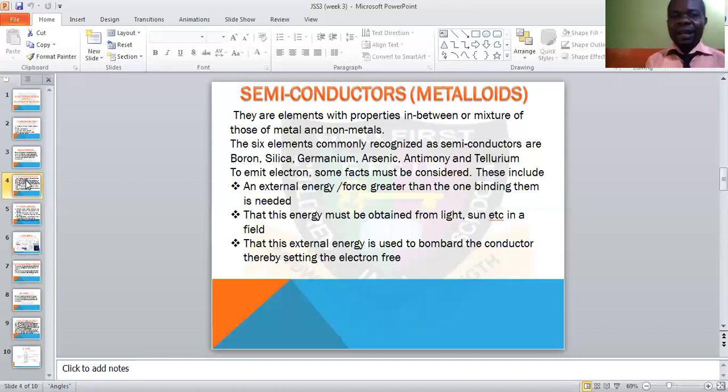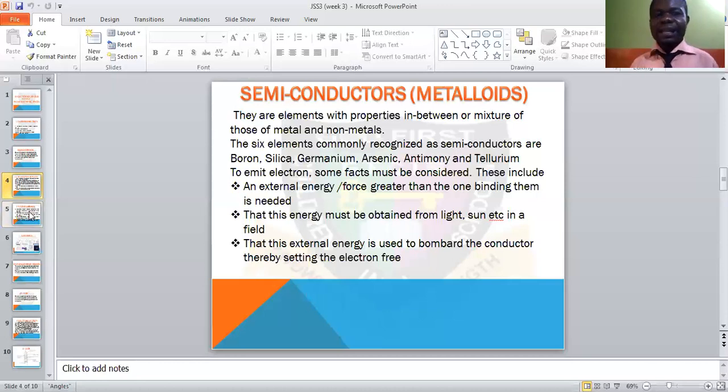Another one is that the energy must be obtained from light, sun, or any other place in a field. We will talk about that later, the energy and how it comes. It could be the sun that hits that particular thing, then the electron is emitted. Then lastly, the external energy that is used to bombard the conductor, thereby setting the electron free, is also required. That's what we mean by that.